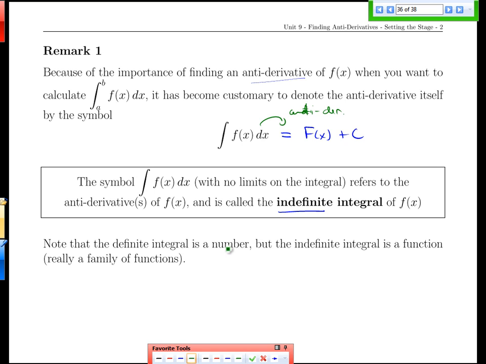As a point of structure or input-output format, the integral from a to b of some function is always going to be a number. It's an area, it's a value. The integral of f of x without limits is going to be a function with a plus c at the end. Number, function. That distinction will become more clear as we use it.